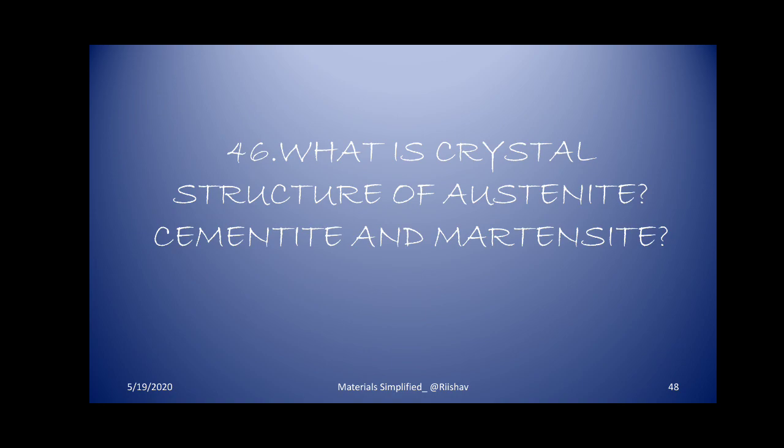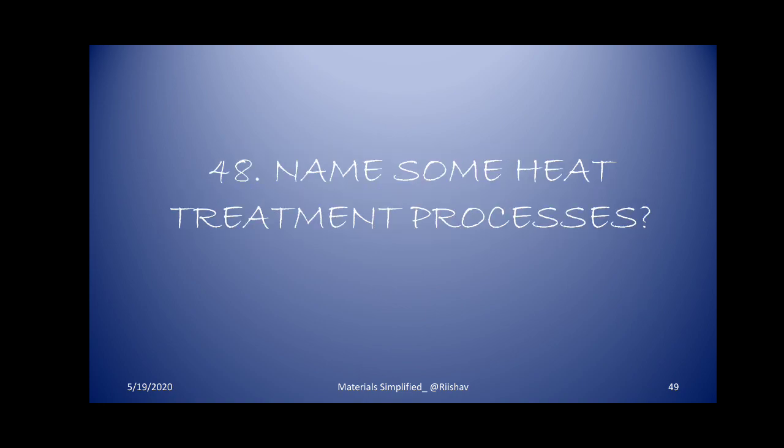What is the crystal structure of austenite, cementite, and martensite? The crystal structure of austenite is FCC, cementite is orthorhombic, and martensite is body-centered tetragonal, BCT. Name some heat treatment processes. Annealing, normalizing, tempering, hardening, all these are heat treatment processes. Why do we go for these? To obtain desirable properties.